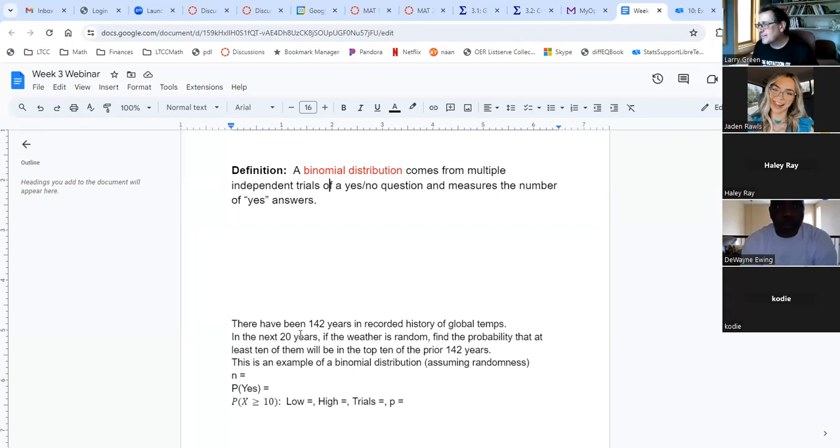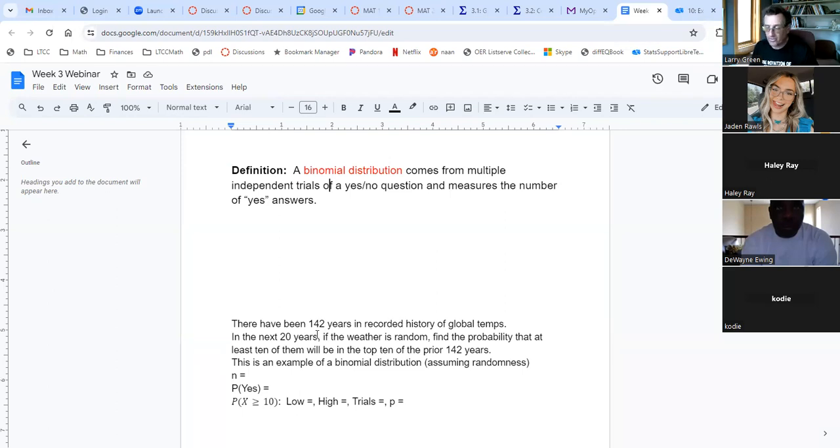So this is an example. By the way, this one you can quote me on. I did research, and there have been 142 years in recorded history of global temperatures. So I looked this one up for the last 142 years, ending at 2023. This year we don't know yet because we're only in April. But 142 years they have been recording global temperatures.